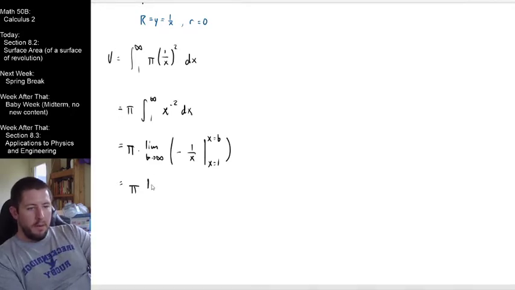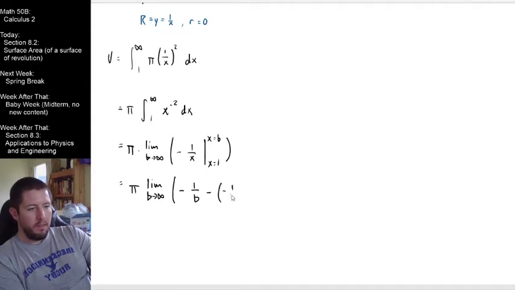So let's go ahead and do it. Pi times the limit as b goes to infinity of negative 1 over b minus negative 1 over 1. It looks like this is going to be, when I evaluate this limit as b goes to infinity, 1 over b goes to 0. Subtracting a negative 1 is adding 1.